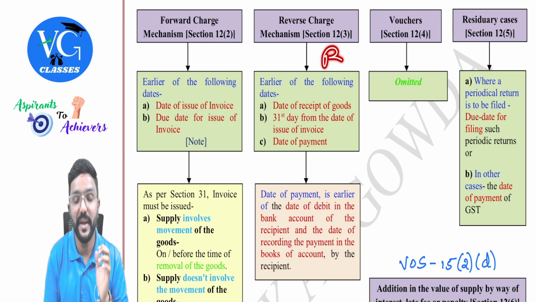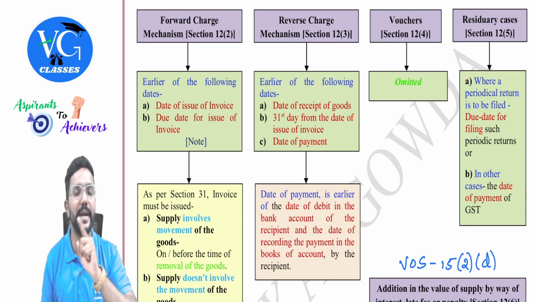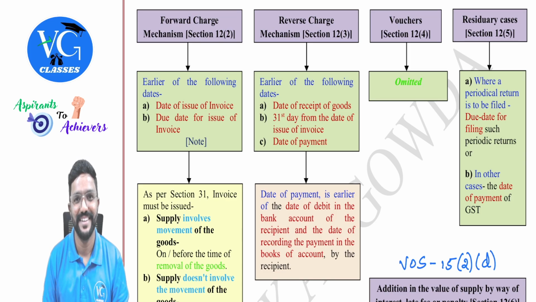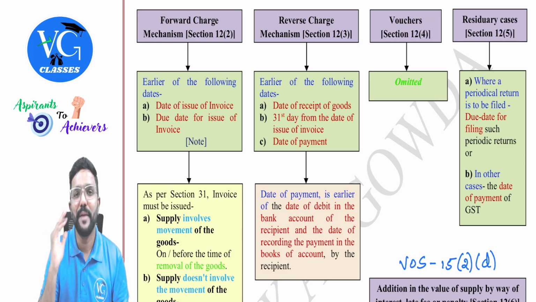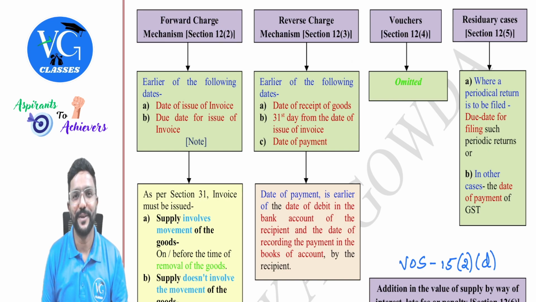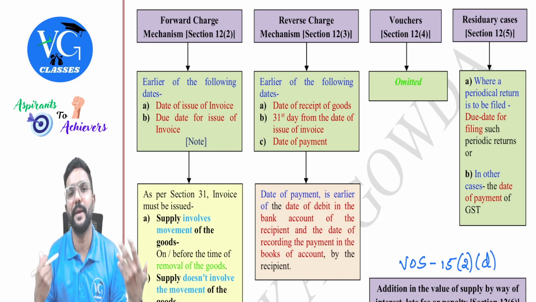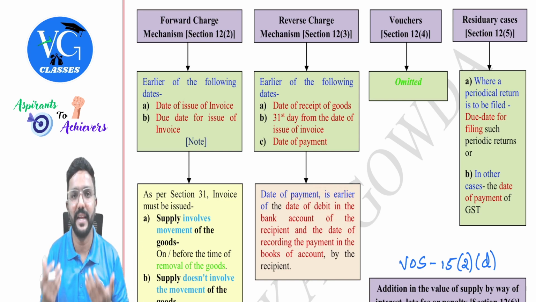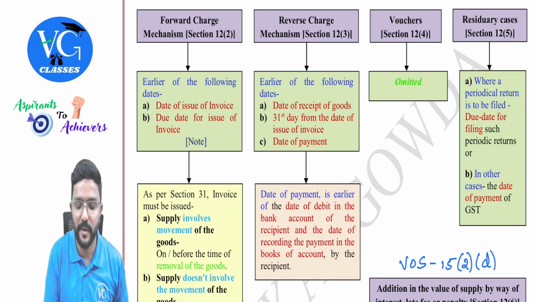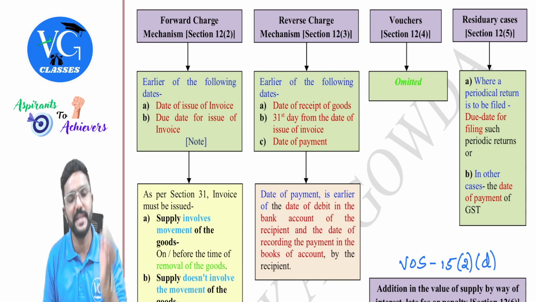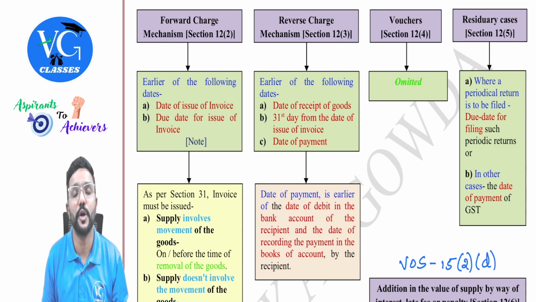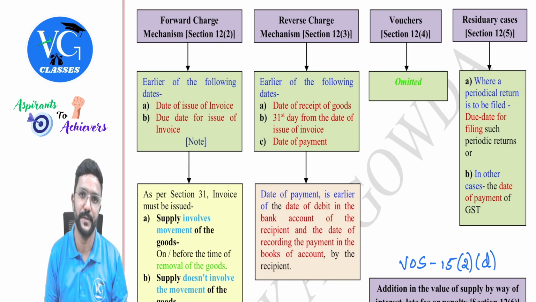And when the recipient makes the payment, guys, you tell me, will his bank account be debited or credited? Assume you are making payment to me. I am the supplier, you are the recipient. So when you make the payment, your bank account would be debited or credited? It will be debited, guys. Your bank account would be debited, whereas my bank account would be credited. But here we are not bothered about the supplier. We are bothered about whom? Recipient, because he is the one who is liable to pay GST under reverse charge mechanism, guys.